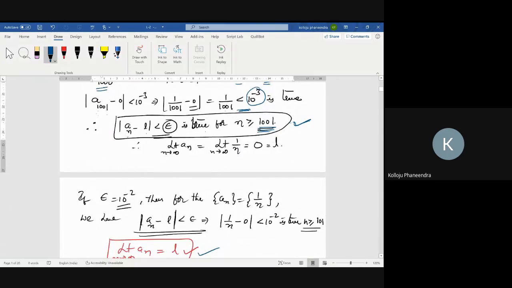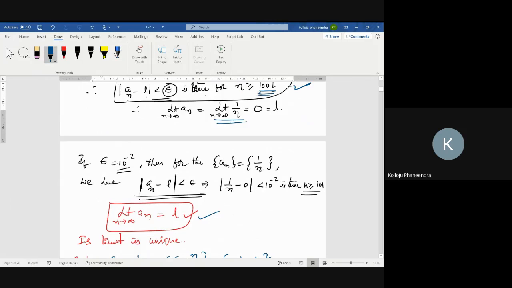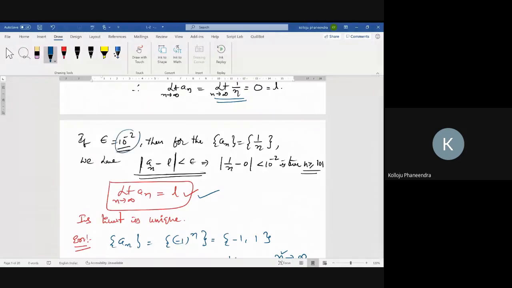And the symbolic notation, this is limit n tends to infinity 1 by n equal to 0. Now, same case, if instead of 10 power minus 3, I consider 10 power minus 2, then obviously, as per the previous definition, 1 by n minus 0 holds true for n greater than or equal to the 101 term onwards. Now, if there is a question, define the limit of a sequence.